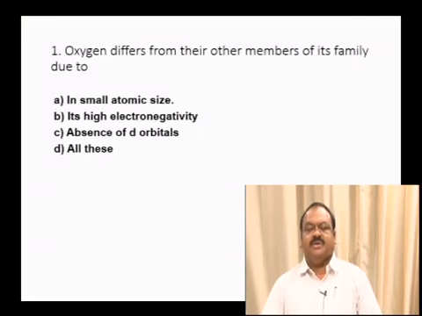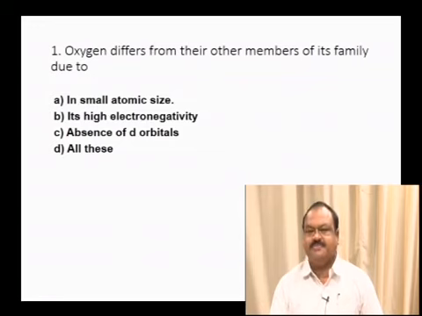Next, we will discuss some of the multiple choice questions regarding these chapters. That is 16th group. Oxygen differs from the other elements of its family members. Options are small atomic size, its high electronegativity, absence of d orbitals, all these.